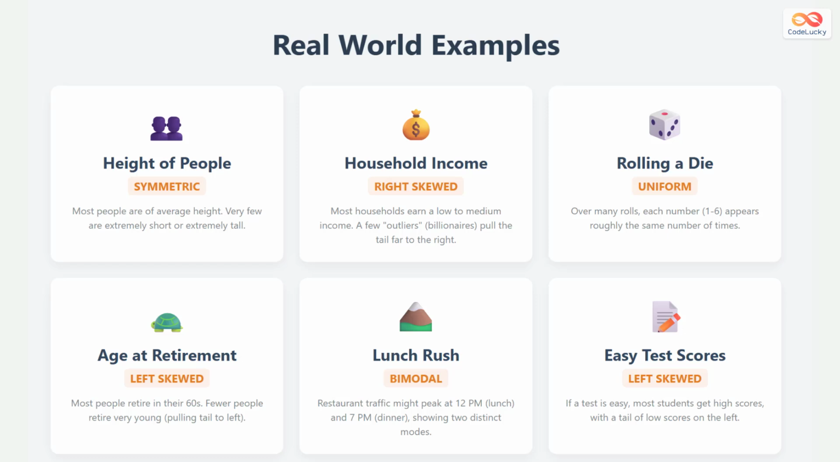Let's review some real-world examples to make this stick. Heights are symmetric. Household income is right skewed because of the ultra-wealthy. Rolling a die is uniform because all outcomes are equal. And a test that is very easy will result in a left skewed distribution, where most students score high, with only a few scoring low.